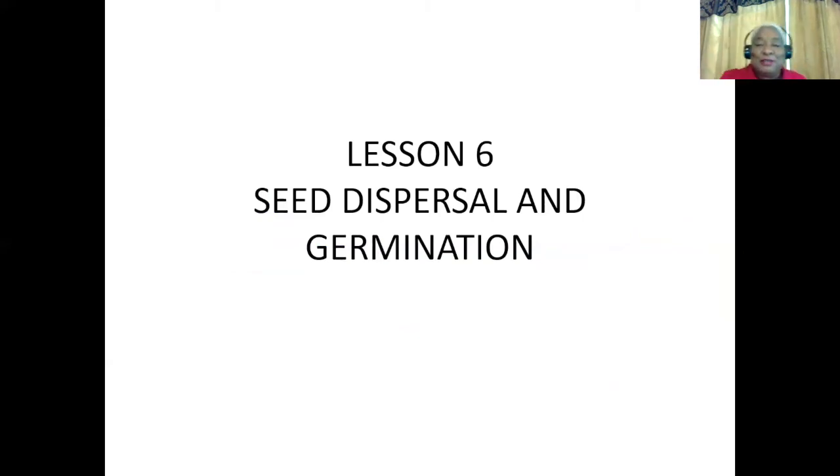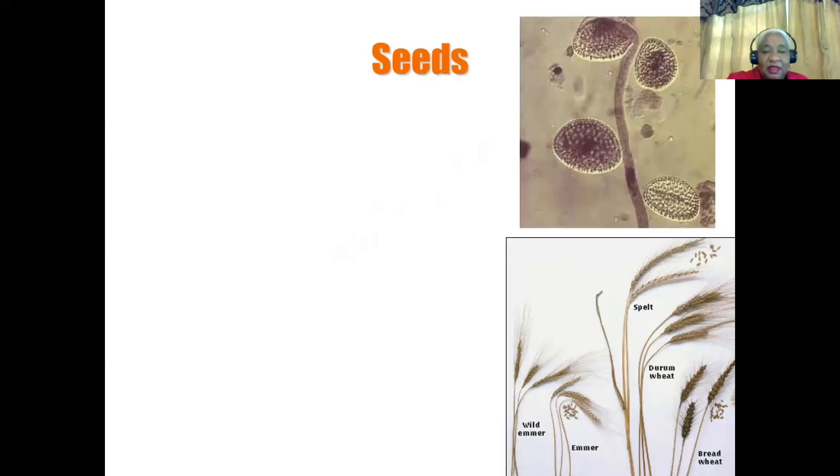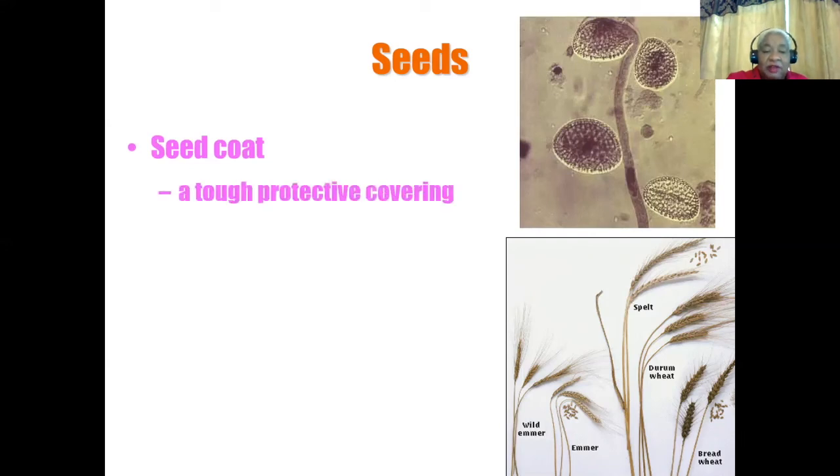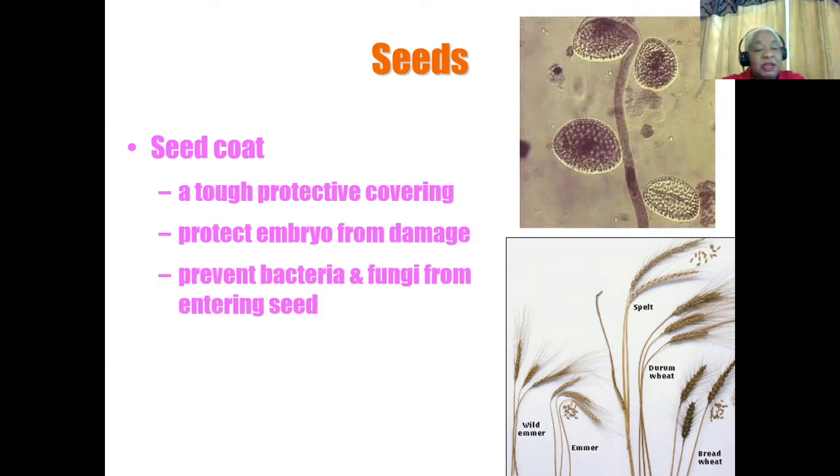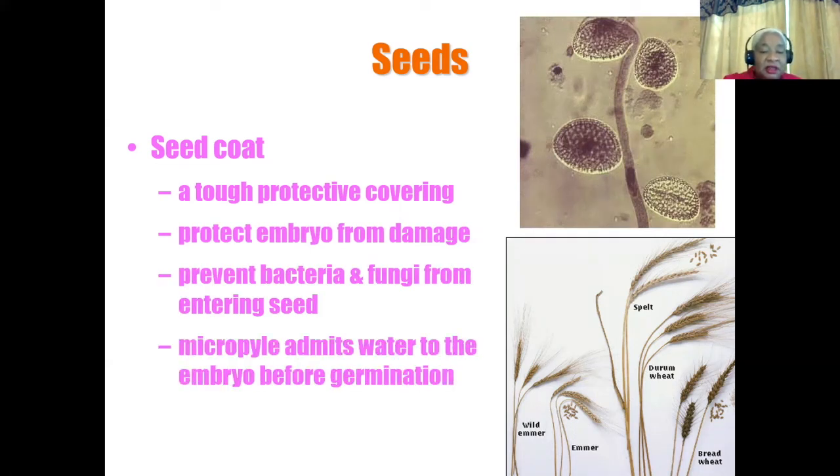So finally we get around to lesson 6, seed dispersal and germination. And here you have lovely seeds. Seeds have a seed coat, which is a tough protective covering to protect the embryo from damage and also protect bacteria and fungi from entering the seed. There's a tiny hole called the micropyle that lets water in to the embryo for germination. Without water, you can't have the enzymes activated and all of the processes that are needed for the growth of the embryo to begin.